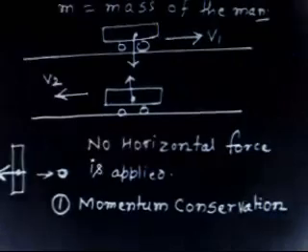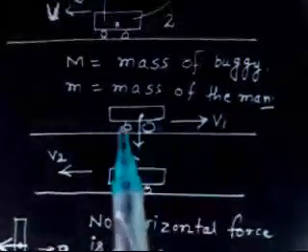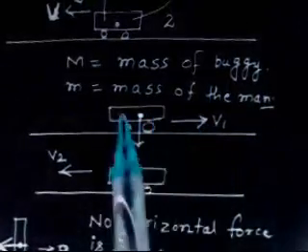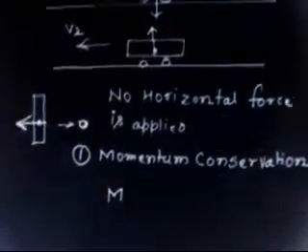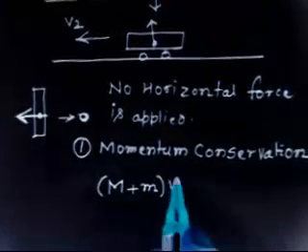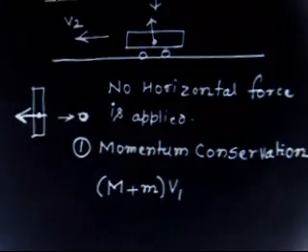If I do momentum conservation for 1, initially the mass of man and this buggy both are moving with velocity v1. So I can say the initial momentum was (m plus m) into v1. So this is the initial momentum. Now let us try to see what the change in momentum is.